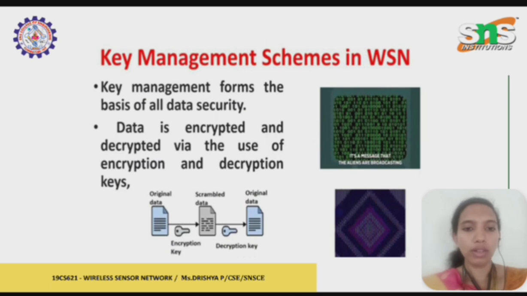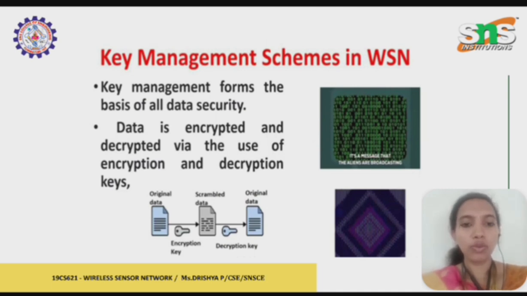First of all, what is the role of key management schemes in wireless sensor network? Basically, key management is used for data security. We transmit different kinds of data, and on the basis of data security we need that data to be highly secure. Then data is encrypted and decrypted via the use of encryption and decryption. There are two terms, encryption and decryption. It is very important in the key management schemes.